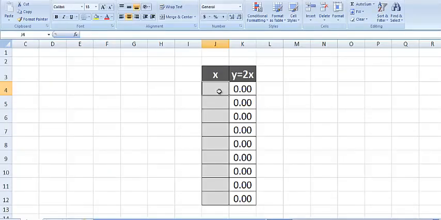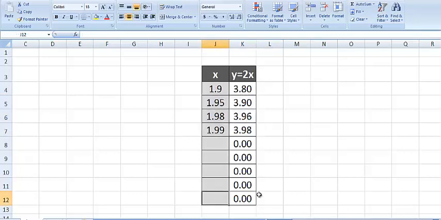If I show this on the Excel graph, when I get closer to 2, I'm going to give closer values to 2. 1.9 gives 3.8, 1.95 gives 3.90, 1.98 gives 3.96, and 1.99 is the last value from the left side. As you see, these values are getting closer to 4. When you get closer to 2, these values are getting closer to 4.